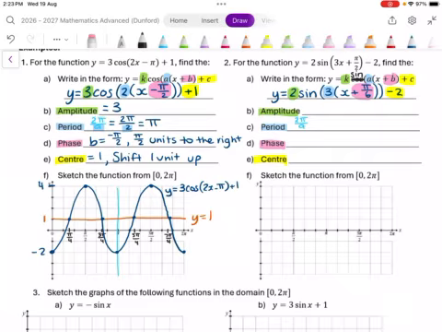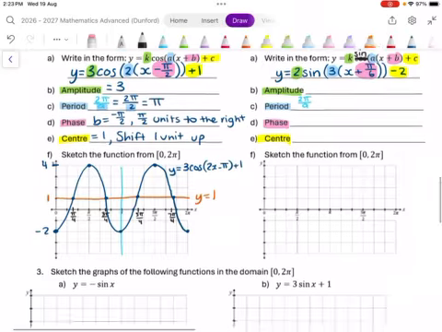Period is 2 pi on 3. Great. I just wanted to double check.